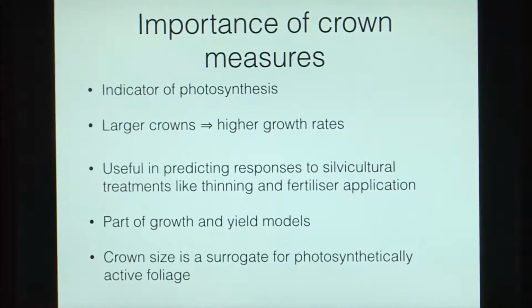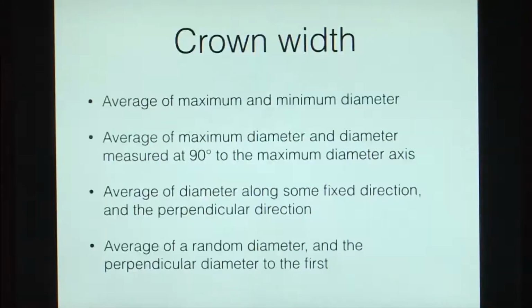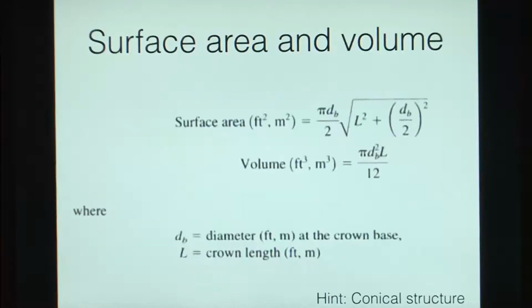Now, we looked at the importance of crown measures. They are an indicator of photosynthesis. Larger crowns will give us higher growth rates. They are useful in predicting responses to silvicultural treatments like thinning and fertilizer application. They are part of growth and yield models, and the size is a surrogate, or a proxy, for photosynthetically active foliage. We also looked at crown width and the surface area and volume determination of a crown, which is done by considering our crown to have a conical shape. The surface area and the volume are the equations of a cone.